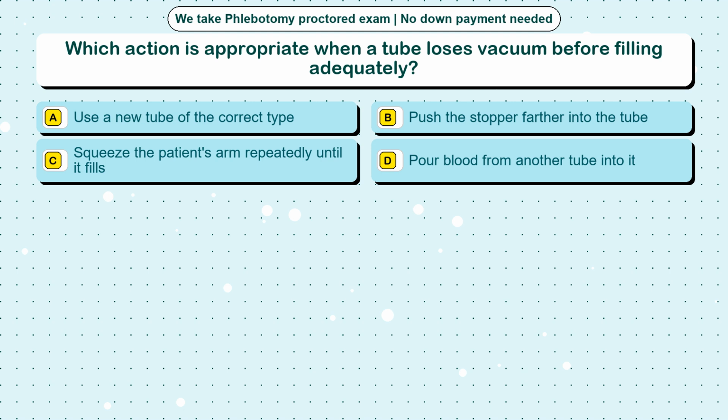Option A, use a new tube of the correct type. Option B, push the stopper farther into the tube. Option C, squeeze the patient's arm repeatedly until it fills. Option D, pour blood from another tube into it.